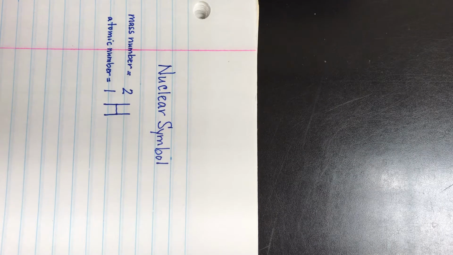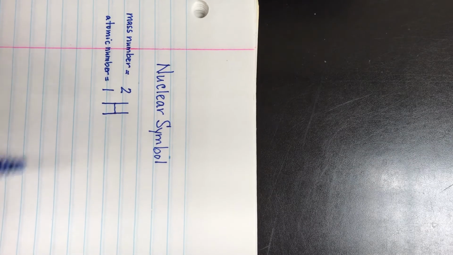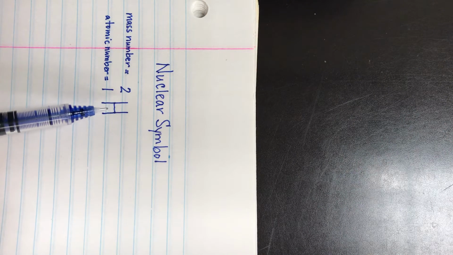When you're given a nuclear symbol, the letter or letters is the element symbol. So here we have hydrogen. So this is element number 1. If you look at your periodic table, you'll see an H.